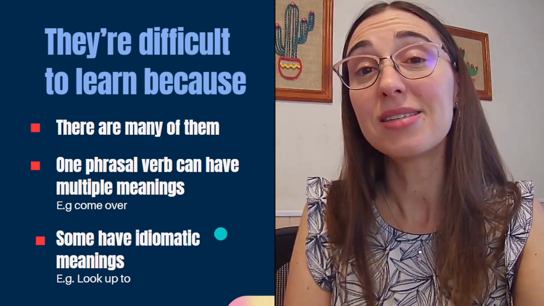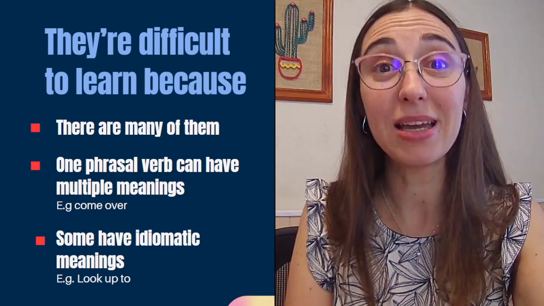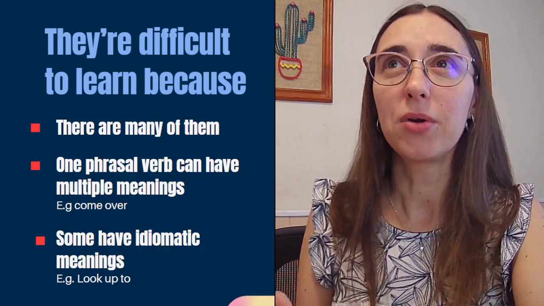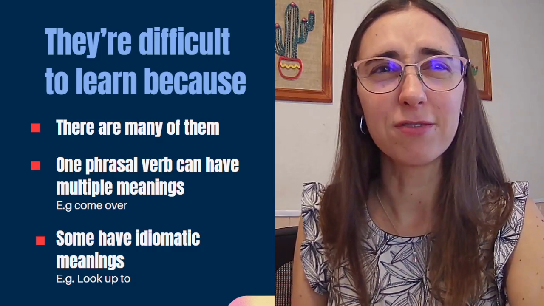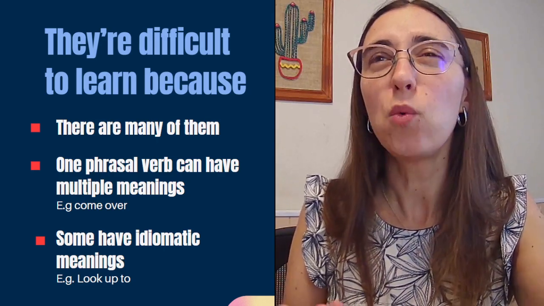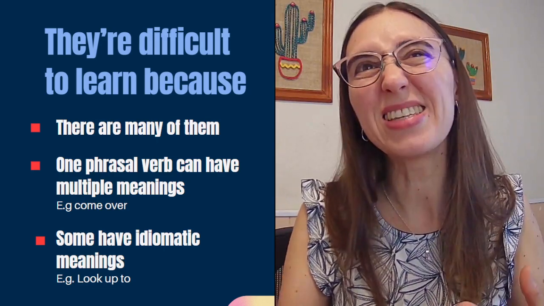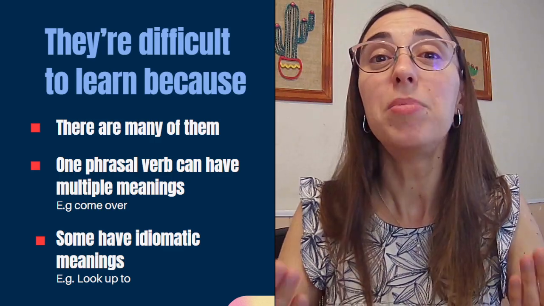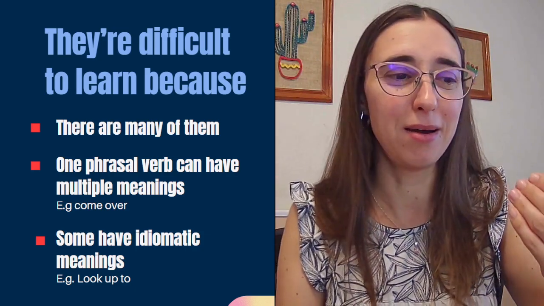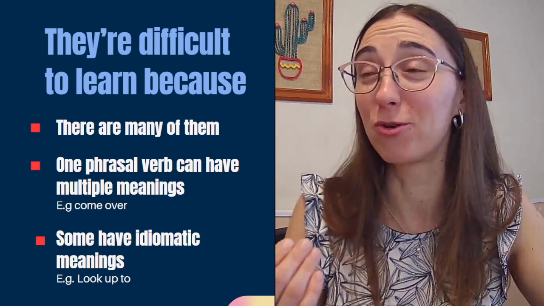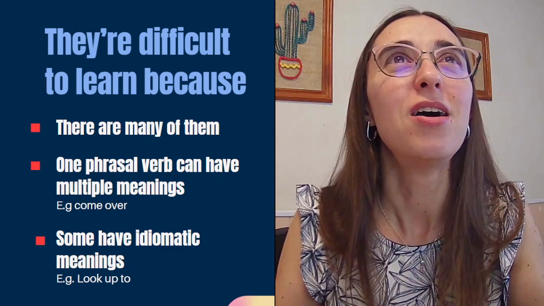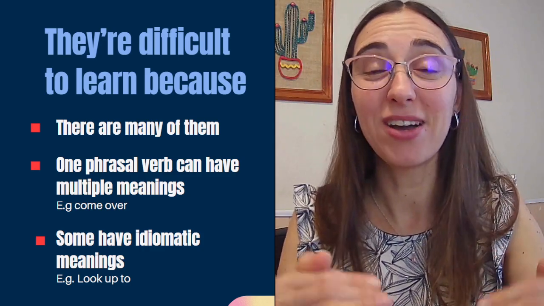And some other phrasal verbs have idiomatic meanings. Look at the example I included here, look up to. Okay, have you ever heard that phrasal verb? To look up to somebody means to admire that person. And why does it have an idiomatic meaning? Because it doesn't literally imply looking up. It doesn't imply one person being shorter or taller than the other. It's more metaphoric, yes, like looking up because of admiration, not because of height.